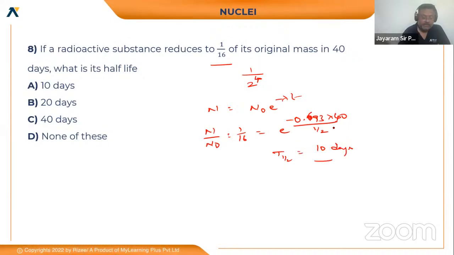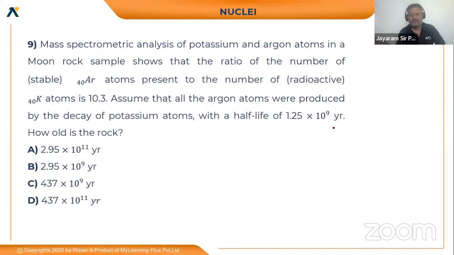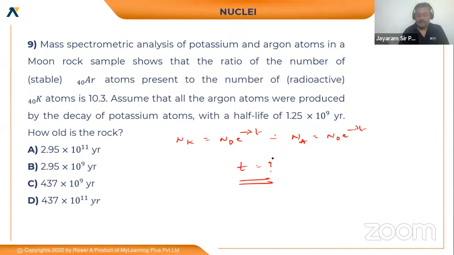Right, sir? Next question, please. That is mass spectroscopy. It's a previous mains question, but it's a lengthy process. The same thing, you need to apply the relations: the number of potassium is equal to N naught into e to the power of minus lambda T. Similarly, the number of argon is also equal to N naught into e to the power of minus lambda into T. So on solving this one, you can get the value of T. Right, so it's a lengthy case.